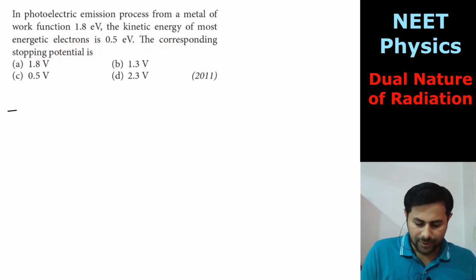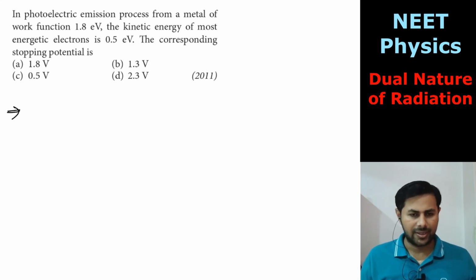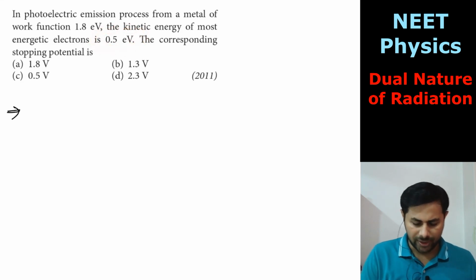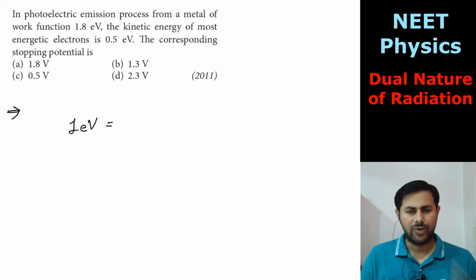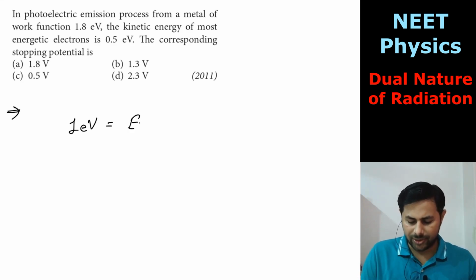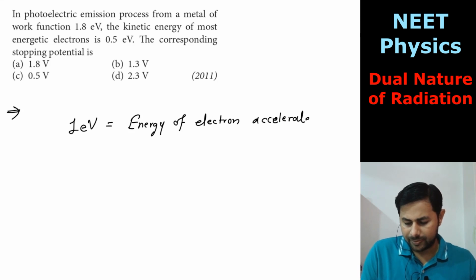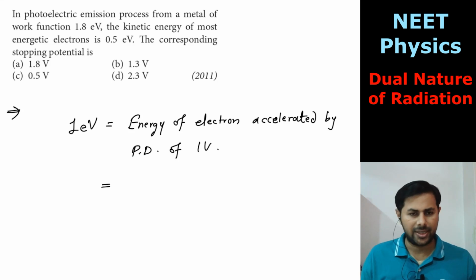Okay, so now we know the relation between kinetic energy and stopping potential. Here actually we have seen this unit earlier also. What is electron volt? 1 electron volt is the energy of an electron accelerated by a potential difference of 1 volt. And how much would that energy be?